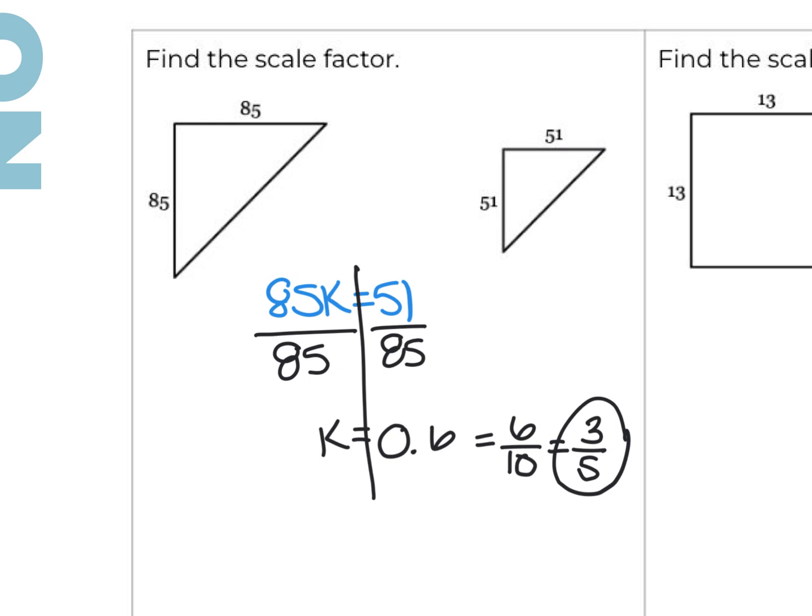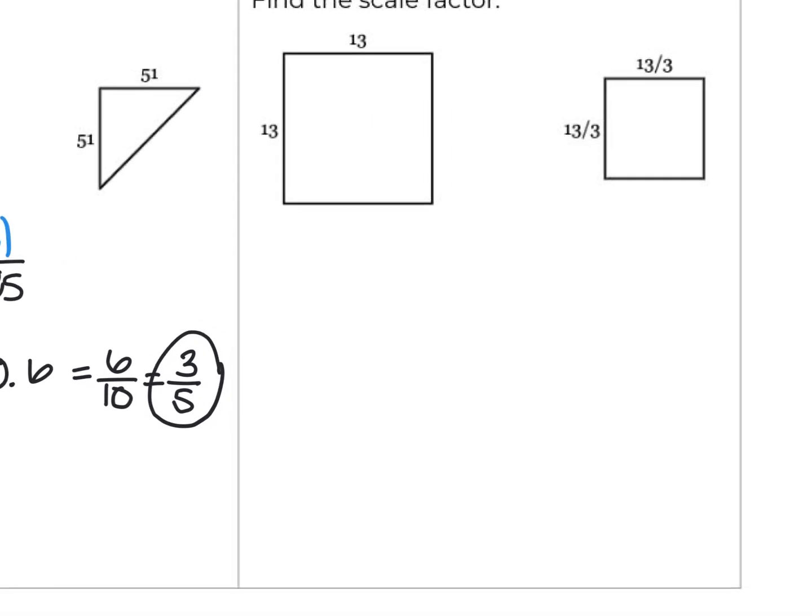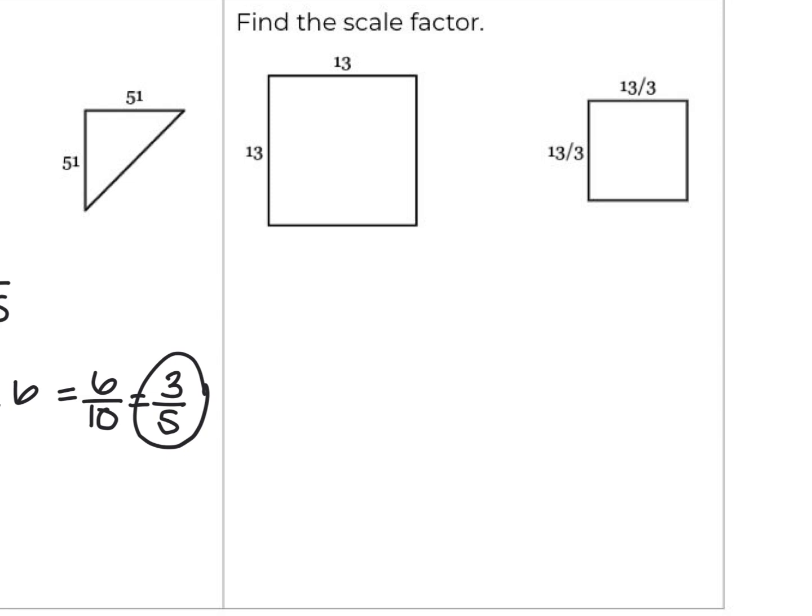All right, this last one has a fraction, so I think some of us are like, ooh, don't know what to do here. Let's start with just the setup. The setup is basic. Tell me who can set up that equation. Elise: 13k equals 13 thirds. 13k equals 13/3. I agree with you.